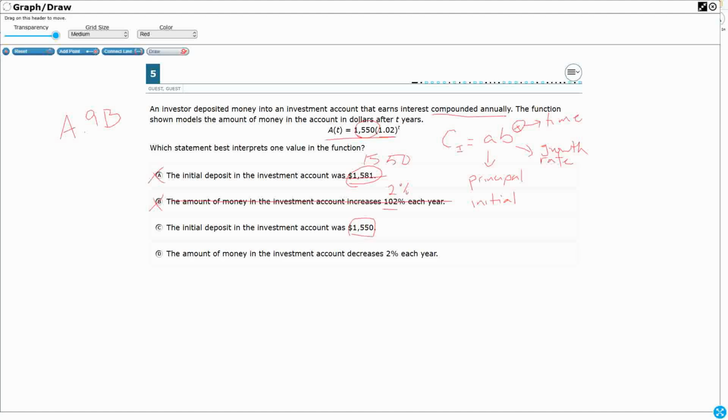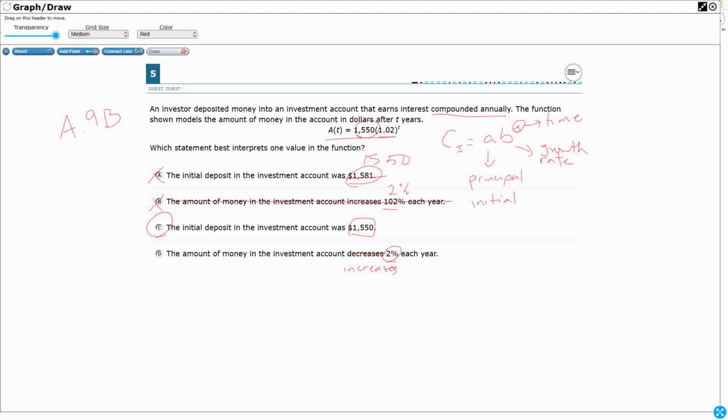Now, C, the initial deposit investment was 1550. There we go. We've said that multiple times. That is our correct answer. Let's just look at D to make sure it is incorrect. The amount of money in the investment account decreases. Okay, so it is a 2% rate, but you see how that says decreases? It's increases. So they interpreted incorrectly.